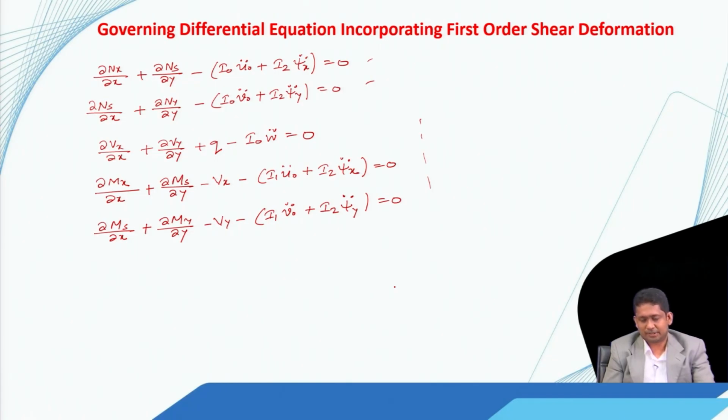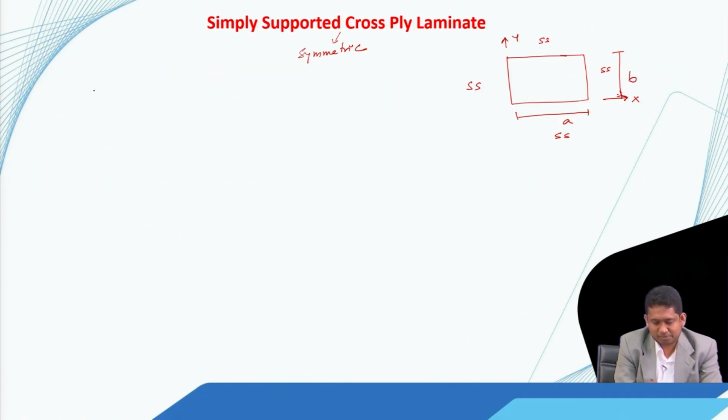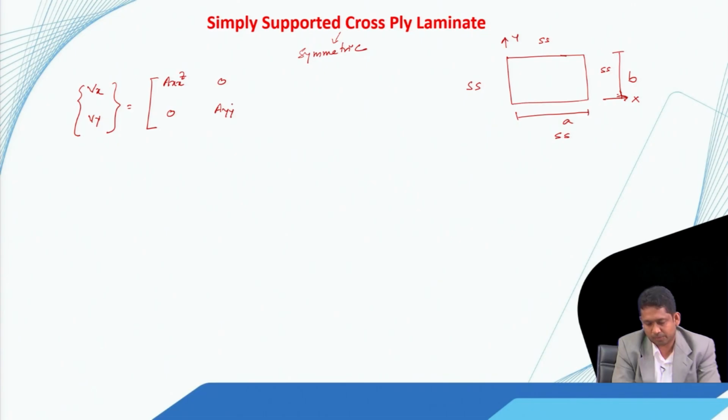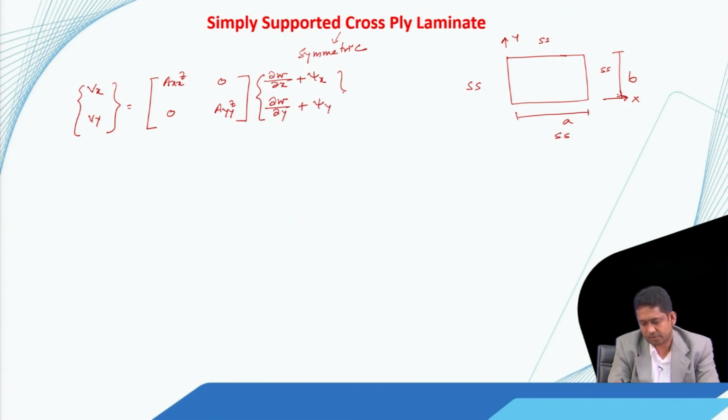And also here, because it is a simply supported cross ply, it can be shown that Vx, Vy are just A xx z, 0, 0, A yy z, 0, 0, and then we have del w by del x plus psi x and del w by del y plus psi y.